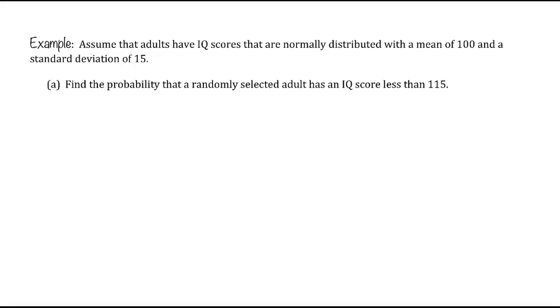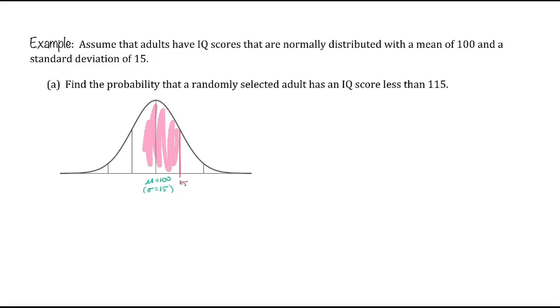Let's start by drawing a picture of a normal distribution. We have a mean of 100 and a standard deviation of 15. Wanting to know the probability of a randomly selected adult having an IQ score of less than 115 is equivalent to finding the area under the curve to the left of 115. We'll start by translating our data values, which are the IQ scores, to the corresponding z-scores.